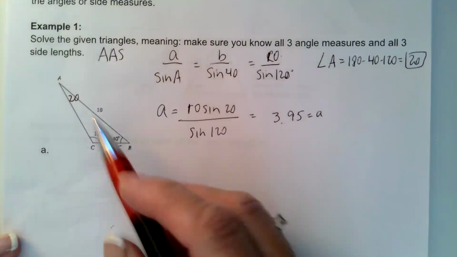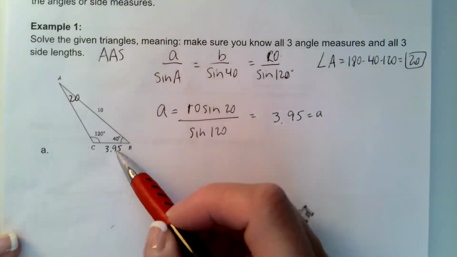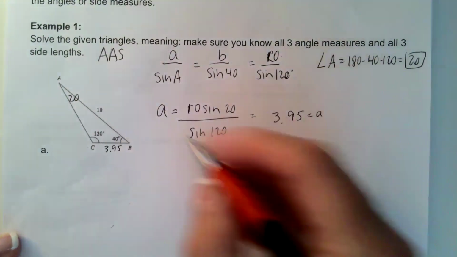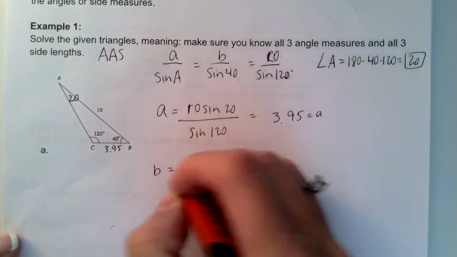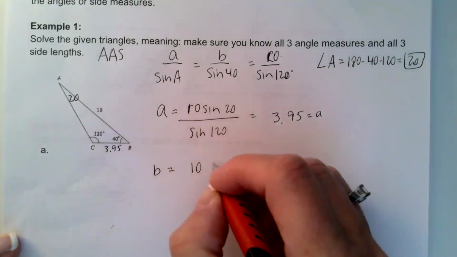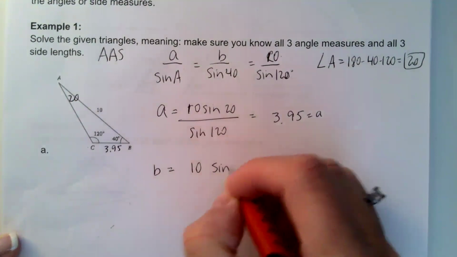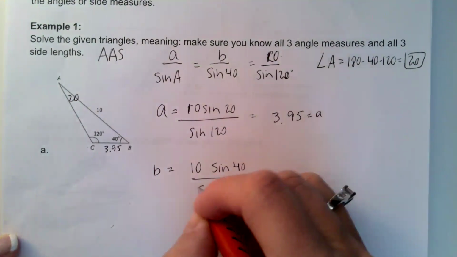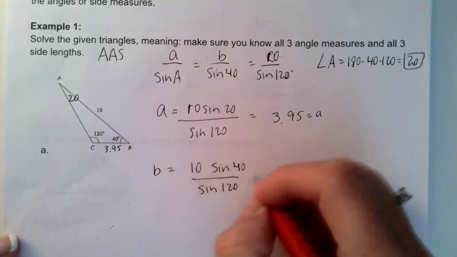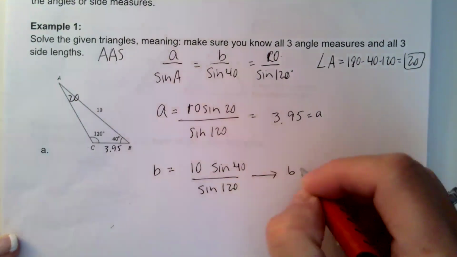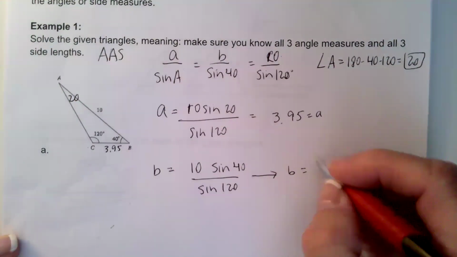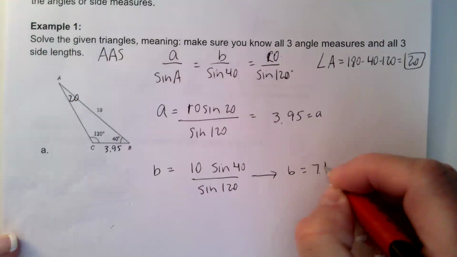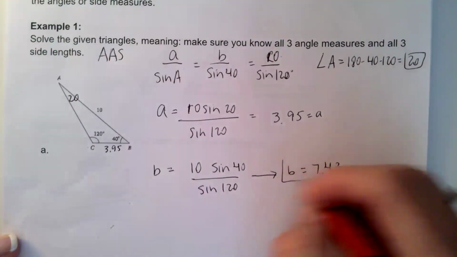And remember, the shortest angle will have the shortest side. And so side B will be 10 times the sine of 40 over the sine of 120. So B equals 7.42.